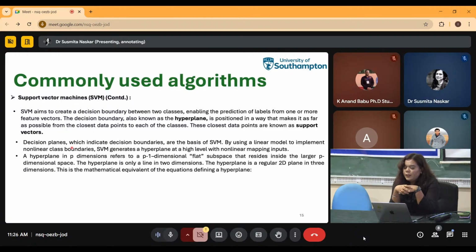Now if you look into these decision planes, you can see that they are the heart of the SVM model, and they indicate where one class ends and where the other class begins. By using linear models to implement nonlinear class boundaries, we can actually generate a very high level hyperplane through nonlinear mapping. In some dimension, a hyperplane is a flat subspace, and it is very regularly used.